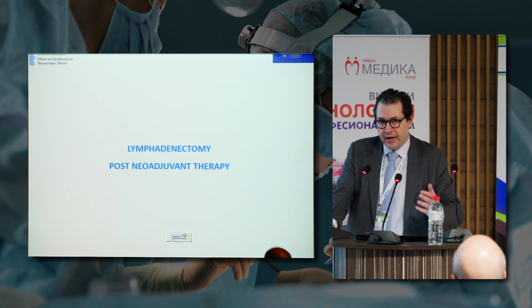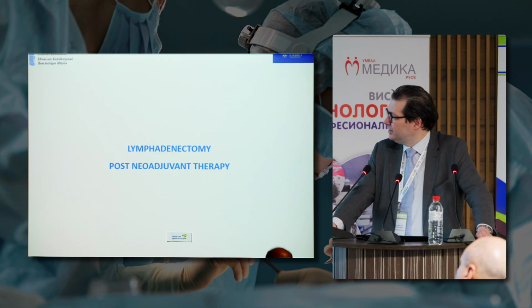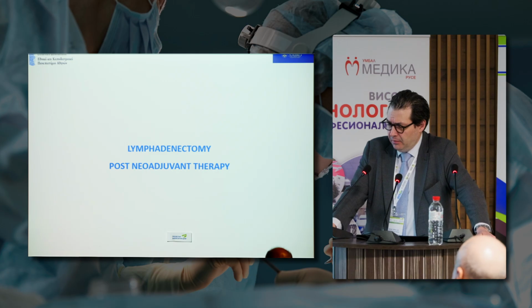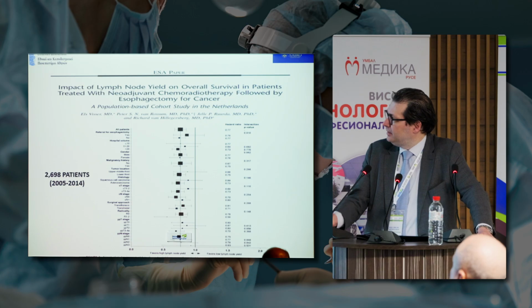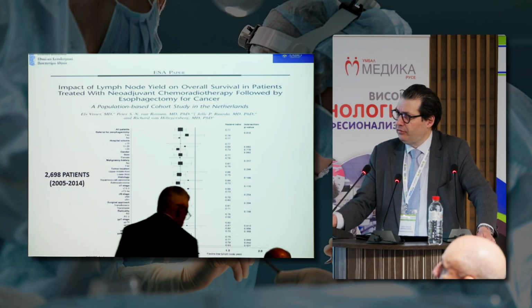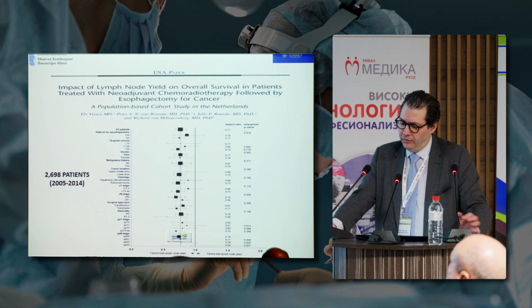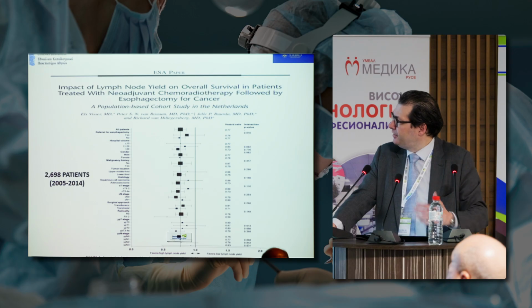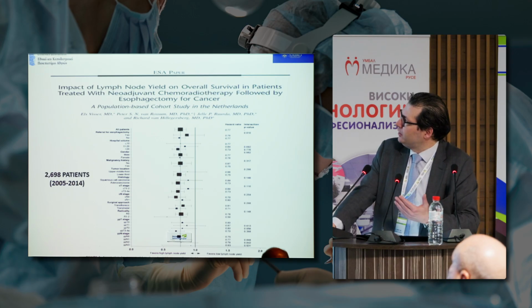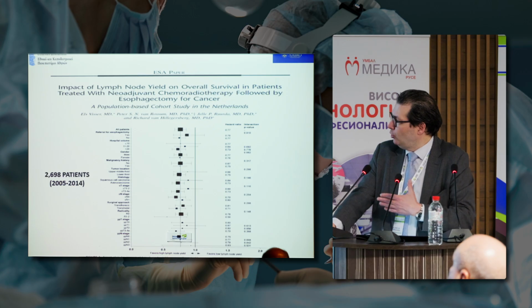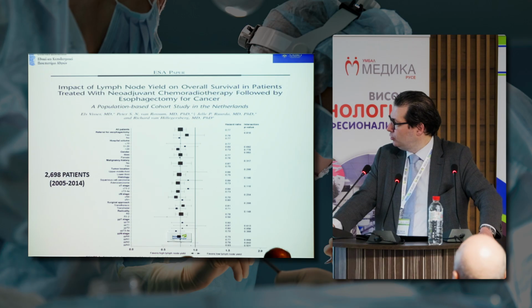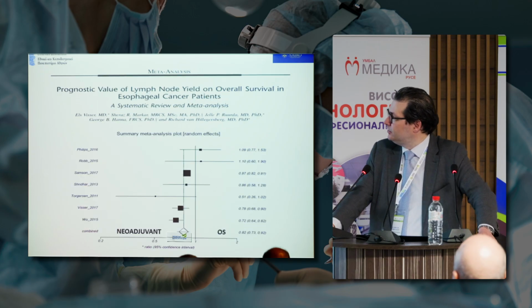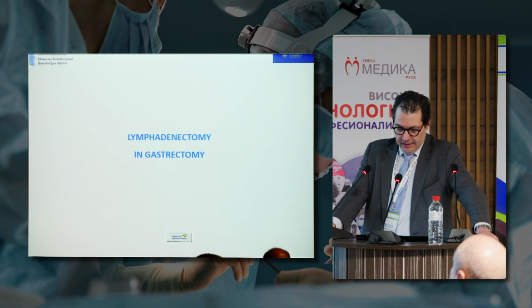Do we have to change our practice in the era of neoadjuvant therapies? Most of our patients in the Western world are operated on after neoadjuvant therapies. But nowadays we have quite a lot of evidence that we should offer the same lymphadenectomy to our patients after neoadjuvant therapy. This is a retrospective study from the Netherlands showing that patients that have been operated on with efficient lymphadenectomy survive more, and this is a meta-analysis with the same results.